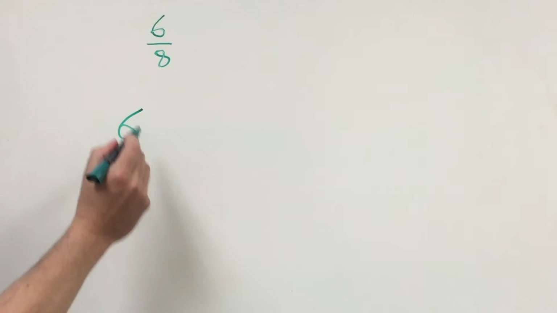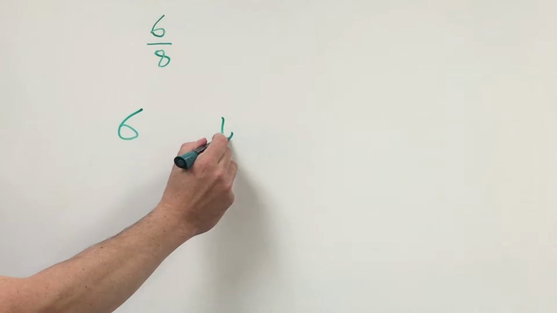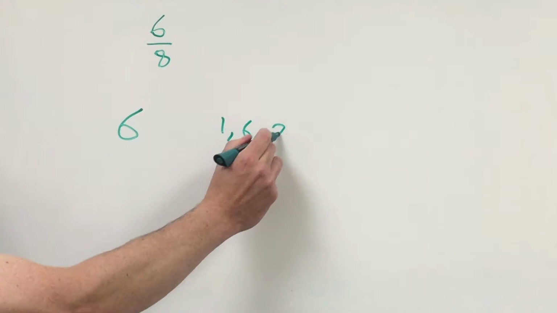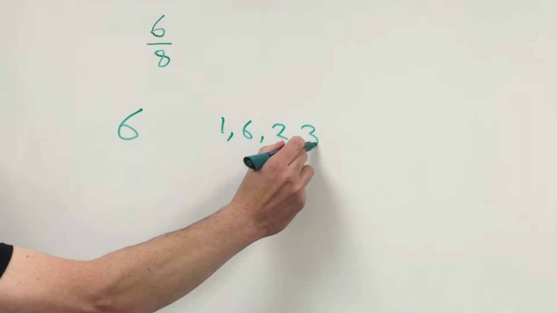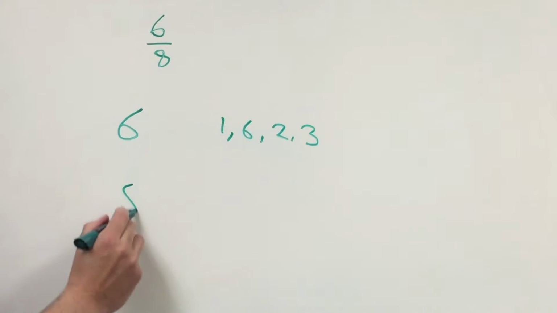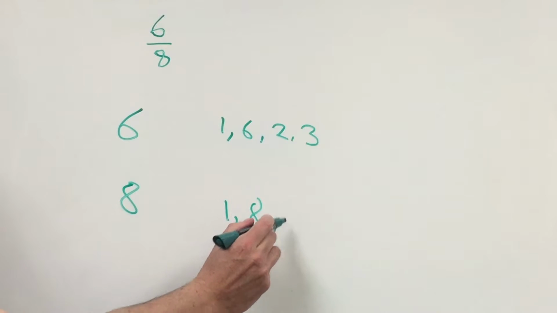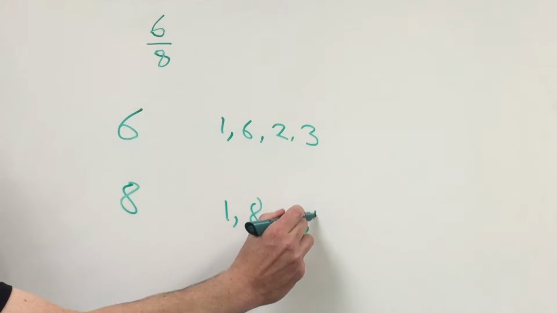That means factors come in pairs, because we can multiply each of the numbers in the pair to get the original number. So for 6, we know that 1 and 6 multiply to get 6, and we also know that 2 and 3 multiply to get 6. And for 8, we have 1 and 8, of course, but we also have 2 and 4.